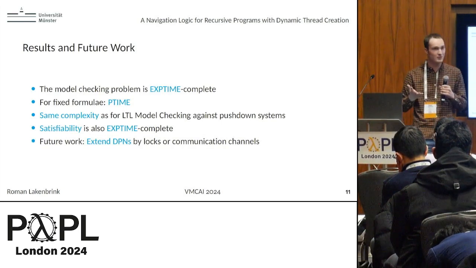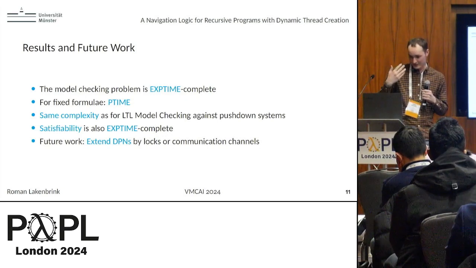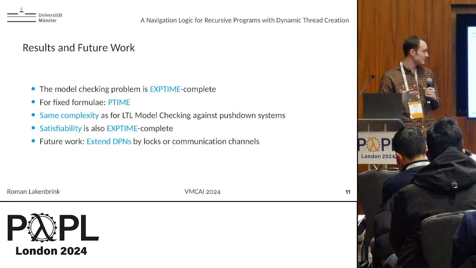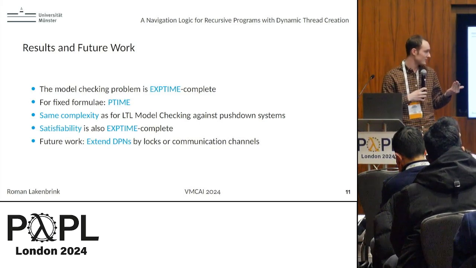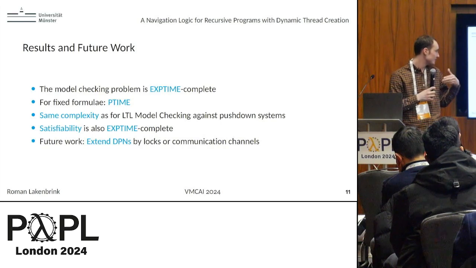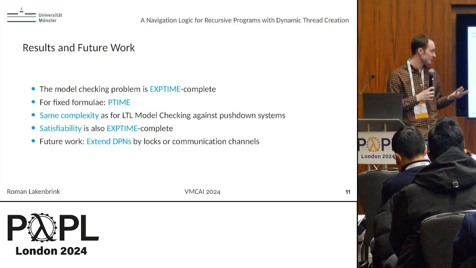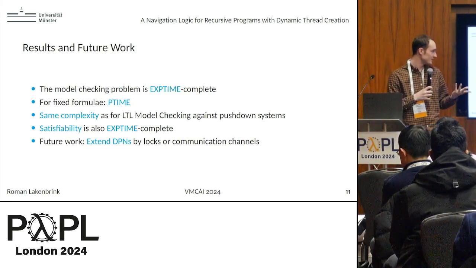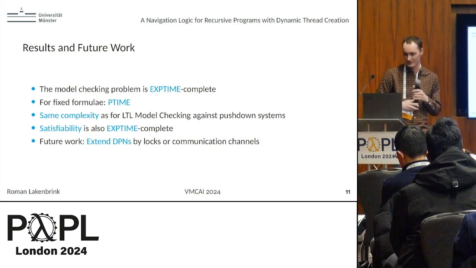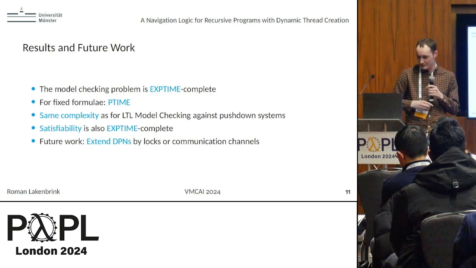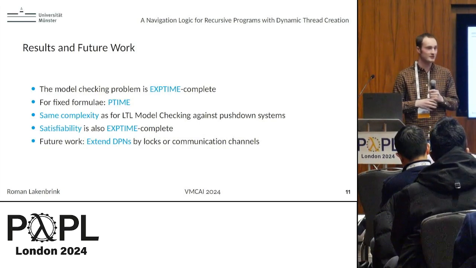And this is, in fact, the same complexity that we already have for LTL model checking against pushdown systems. But now we considered dynamic pushdown networks here, which are strictly more powerful than pushdown systems because they also support dynamic thread creation. And we developed our new logic, NTL, which is strictly more expressive than LTL for single threads, because it also allows reasoning about thread spawning and the call and return behavior. It's not possible in LTL for single threads. And besides model checking, we also considered the satisfiability problem for our new logic, and we show that this is also EXPTIME-complete.